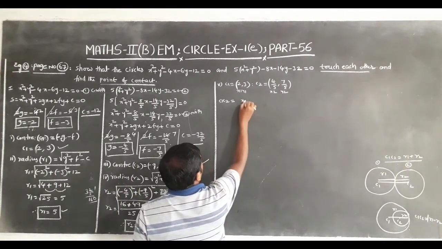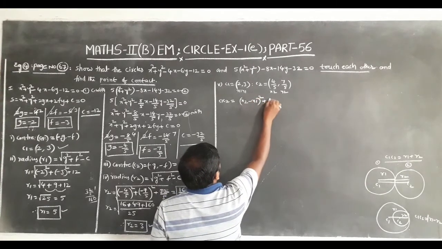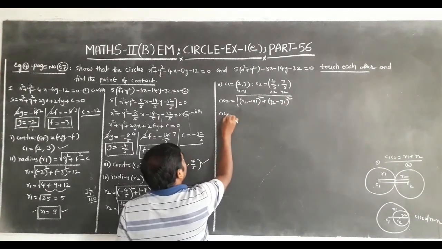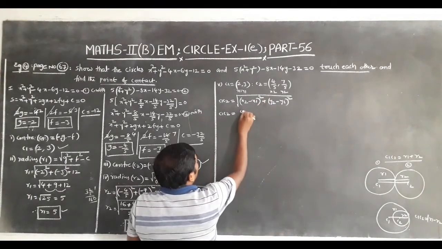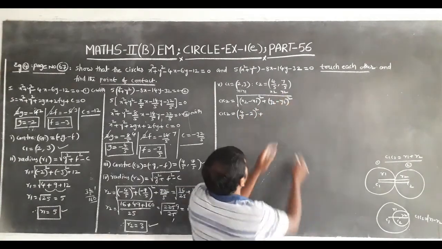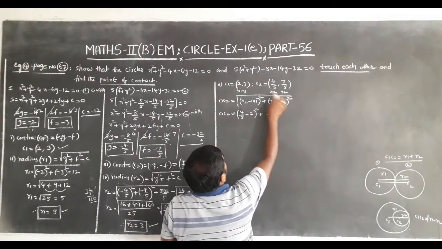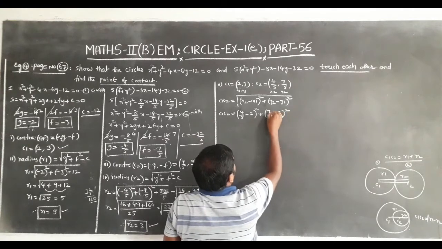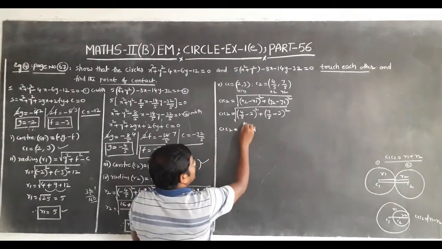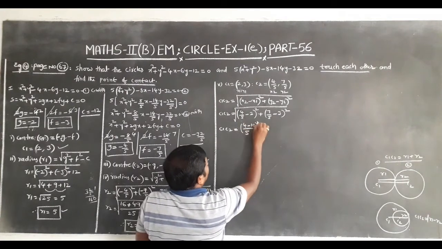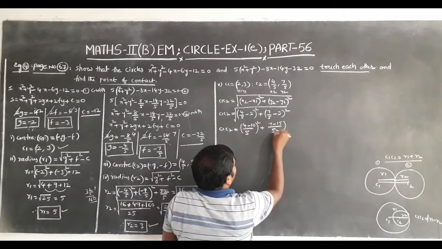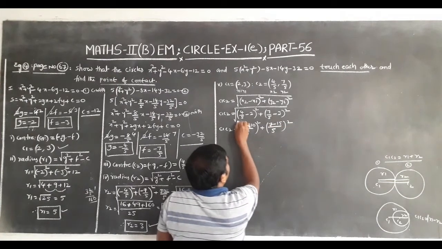The distance between two points formula is the square root of (x2 minus x1) whole squared plus (y2 minus y1) whole squared. C1C2 is equal to the square root of (4/5 minus 2) whole squared plus (7/5 minus 3) whole squared. Here, taking LCM 5: (4 minus 5 twos are 10) whole squared plus (7 minus 3 fives are 15) whole squared, under root.